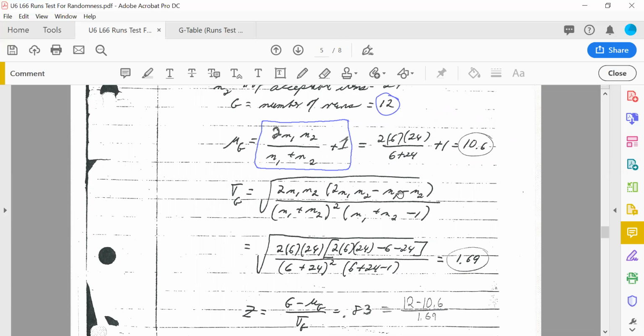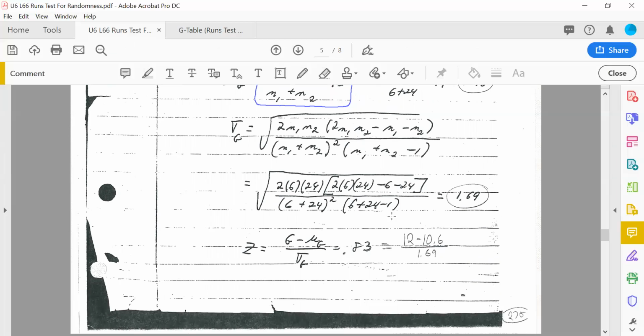All right, so that times that entire quantity divided by the quantity n1 plus n2 squared times the quantity n1 plus n2 minus 1. It's really not a big deal. You just got to plug and chug, work it all through. You get 1.69. That's the sigma. Then just put it all in. G minus mu sub g divided by sigma sub g, and you get 0.83.